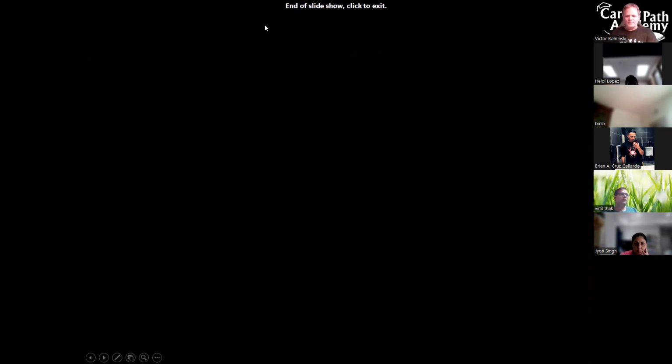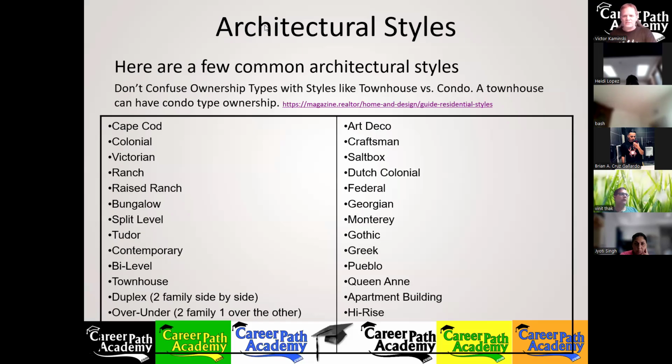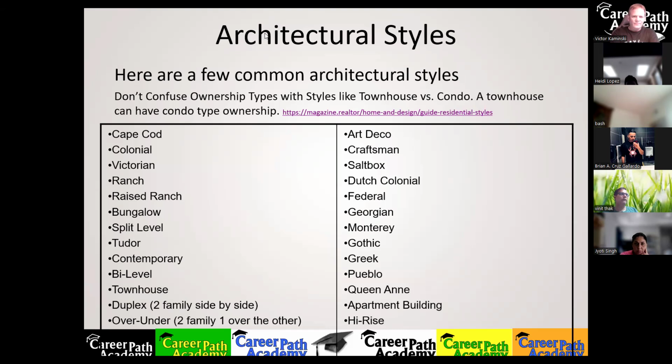So these are some of the common architectural styles that we have right here in New Jersey. I've got to get around to creating an architectural style guide of my own for the students, because most of the ones I've come across so far kind of suck. Even this one that the Realtor site has, but at least I got a good list of them here for you. Here's a good list of those architectural styles.